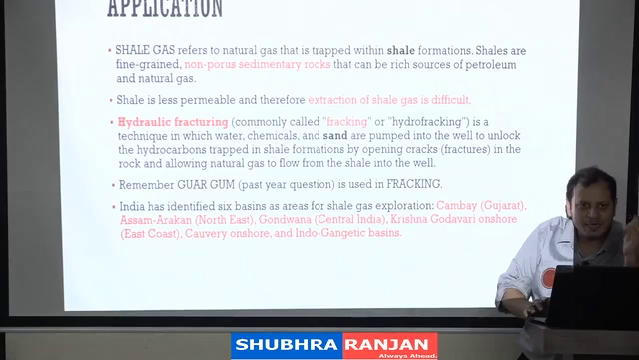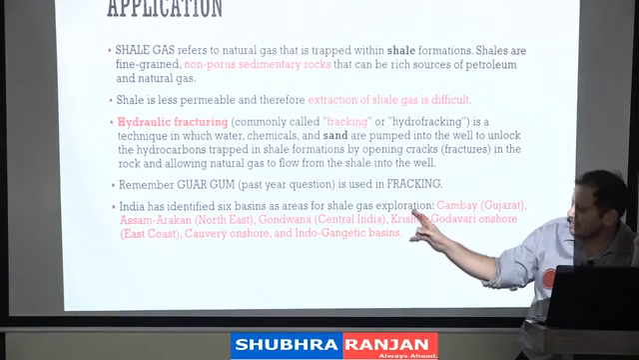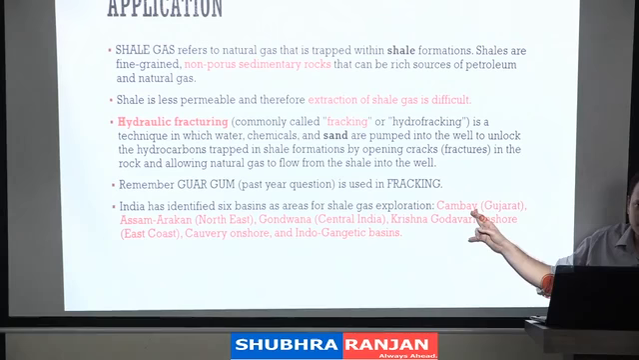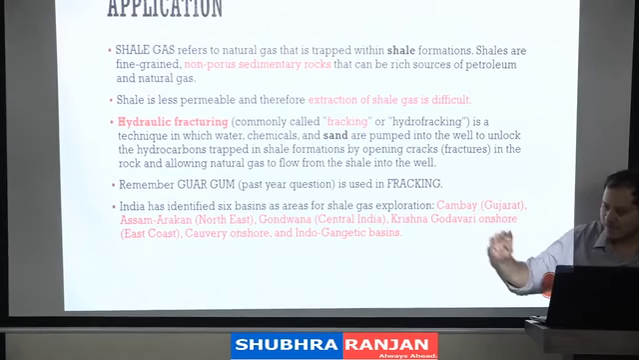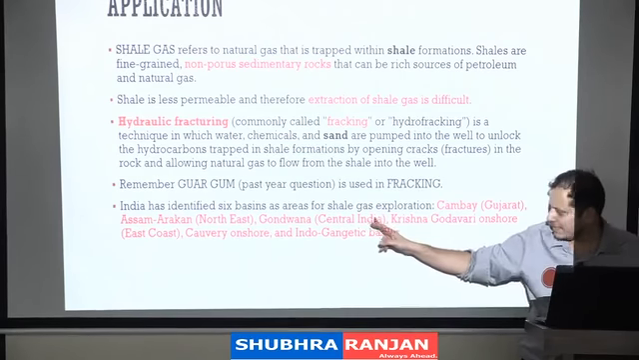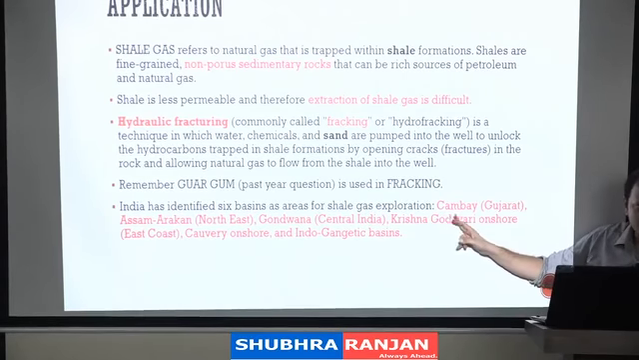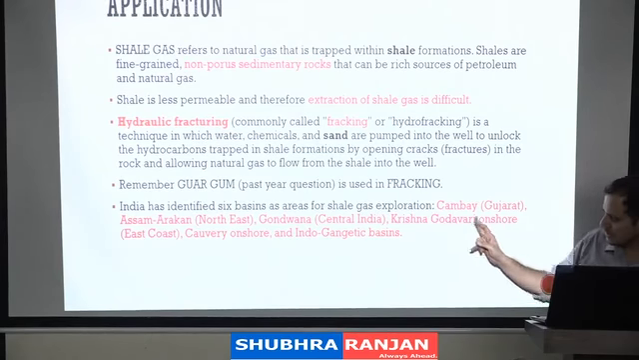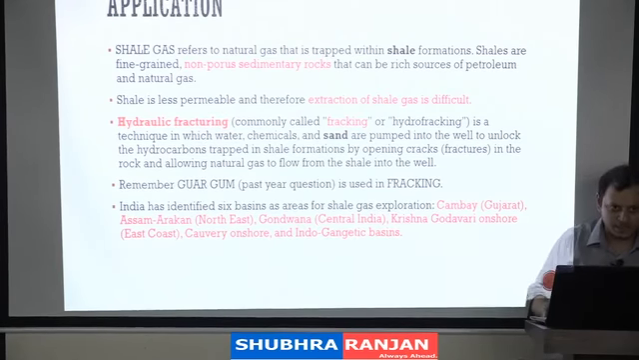India में कहाँ पे है shale gas? There are 6 regions. कैम्बे, कौन सा रीजन है कैम्बे? गुजरात. उसके बाद आसाम अराकान रीजन, नॉर्थ ईस्ट इंडिया. गोंडवाना, सेंट्रल इंडिया. कृष्णा गोदावरी, ये सबसे ज्यादा न्यूज में है, केजी बेसिन. सो कृष्णा गोदावरी ऑनशोर, कावेरी ऑनशोर एंड इंडो गैंजेटिक बेसिन.